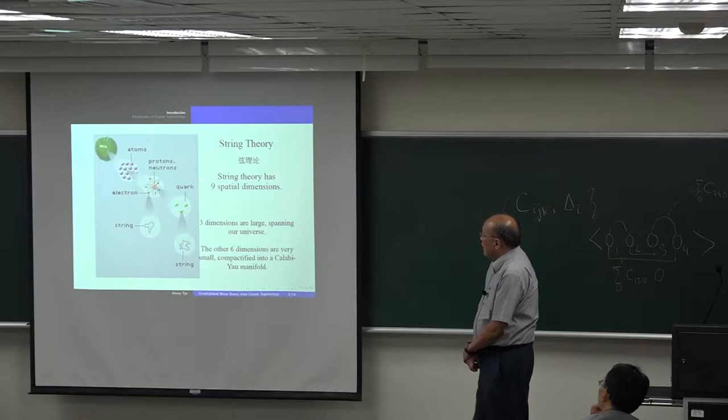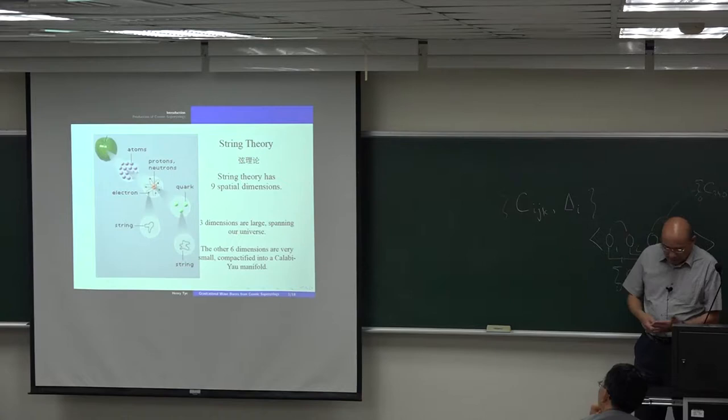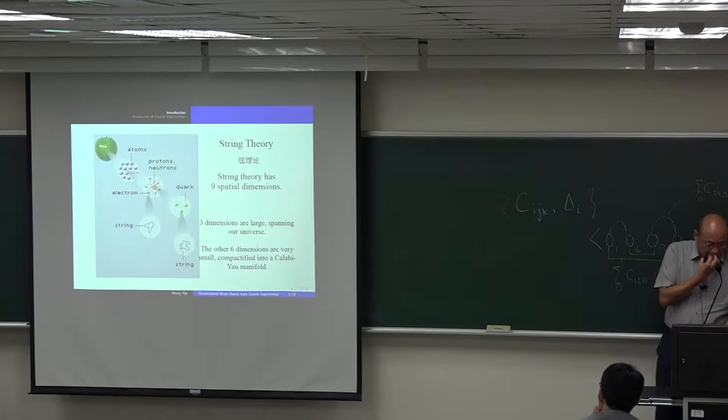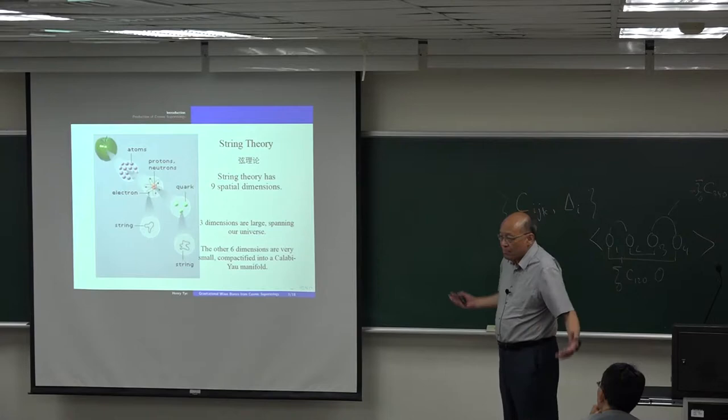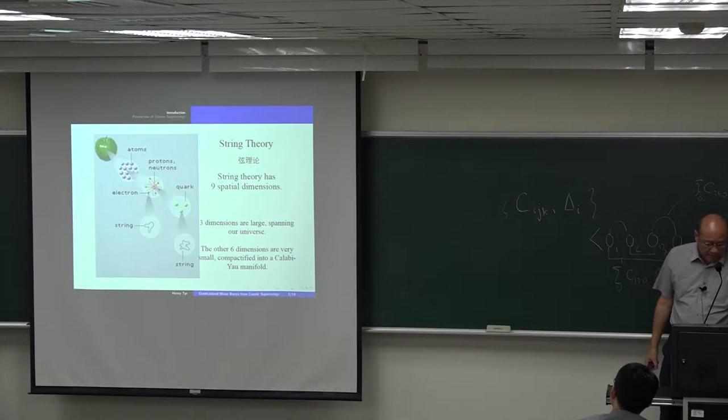All elementary particles are made of tiny modes of string theory. So, the picture drawn here shows closed strings, but many of them are open strings in the modern picture. And as you heard Professor Yau talk about, there are 9 spatial dimensions for string theory, and 6 of them have to be compactified into very small sizes, typically done in a Calabi-Yau manifold or something very similar to Calabi-Yau. And that has been studied extensively.